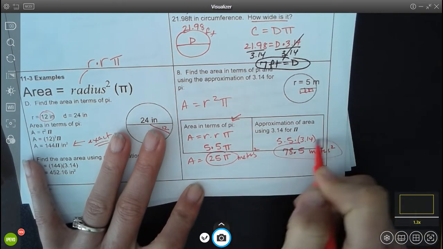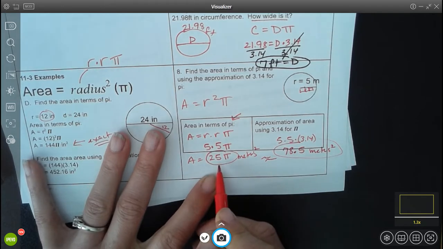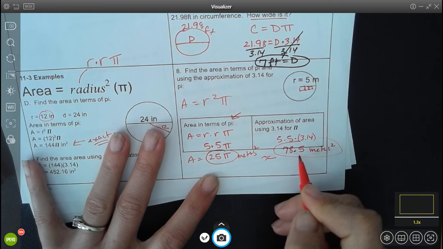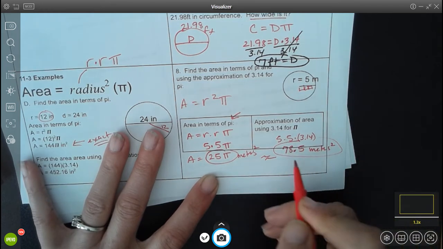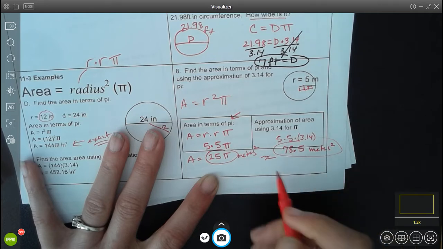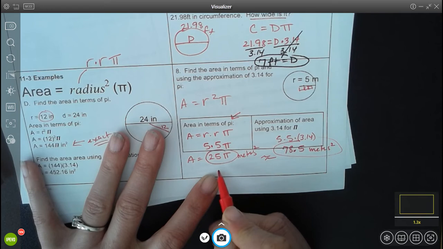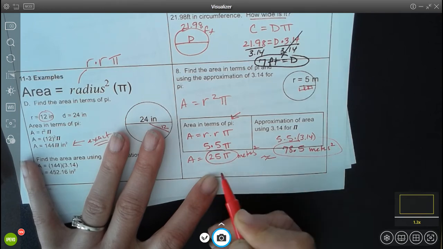So these two answers are pretty close to each other. This one's exact because pi never ends and never repeats. This answer in its exact form goes on forever, whereas this is just a close estimation. The area is about 78 if you're going to go to Home Depot and need to buy tile to tile your floor. So these are the exact answer and a pretty close estimation of what 25 pi really is.